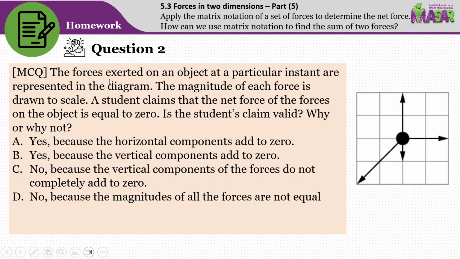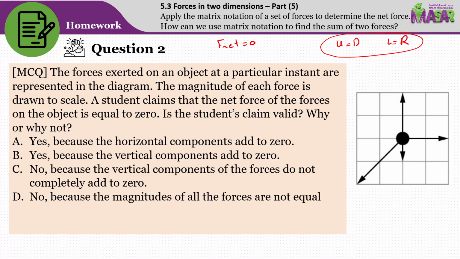Okay, in question 2, the forces exerted on an object at a particular instant are represented in the diagram. The magnitude of each force is drawn to scale. A student claims that the net force on the object is equal to 0. So the student is arguing that the object here is under balanced forces. In other words, he's trying to say that up equals down, left equals right, or the F net is equal to 0.